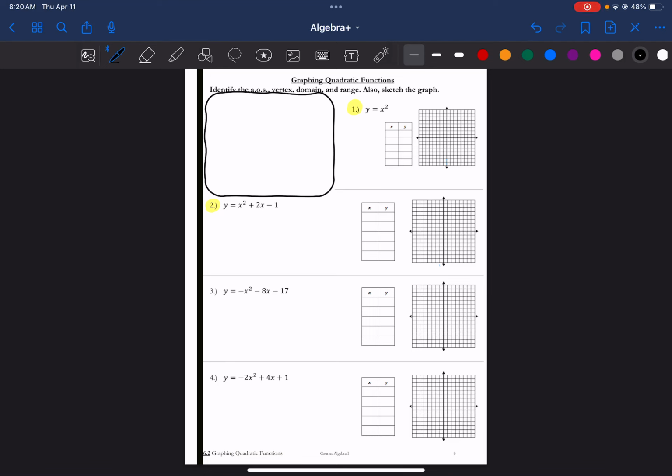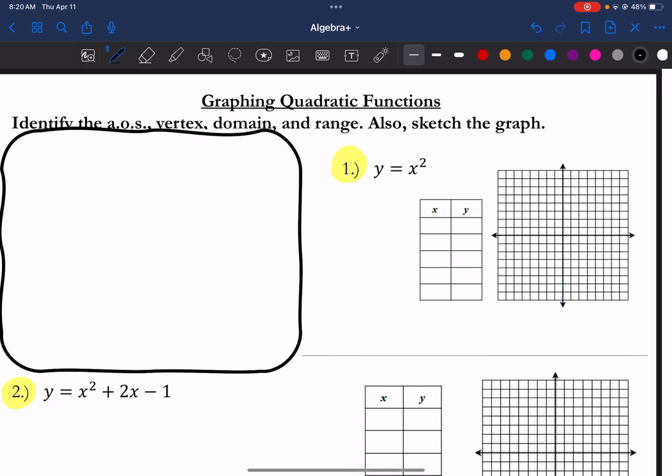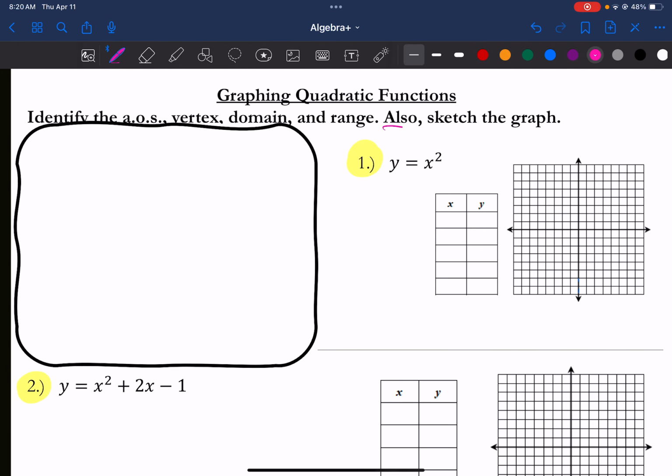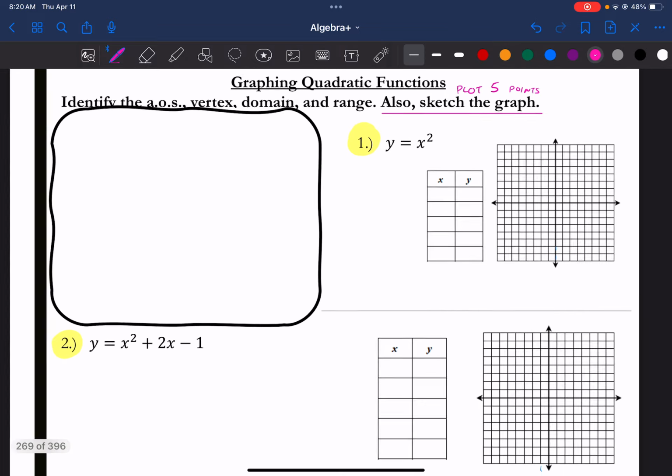Let's get started with lesson 6.2, which is graphing quadratic functions. This is related to exactly what we did last class with lesson 6.1, except now when I say sketch the graph, I actually mean plot the points. You're going to want to make sure that you plot 5 points. You'll have the vertex and then 4 other points. Let's go ahead and take these notes.